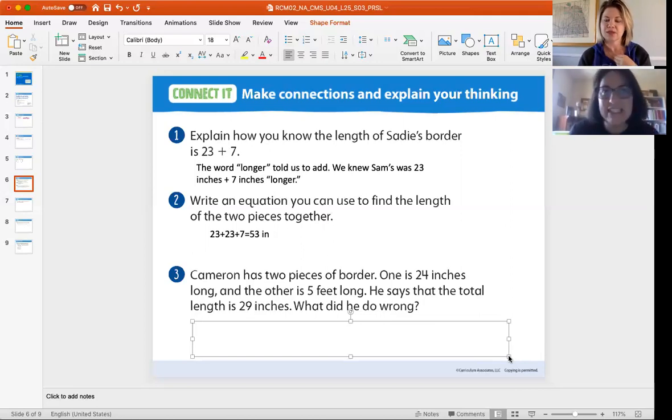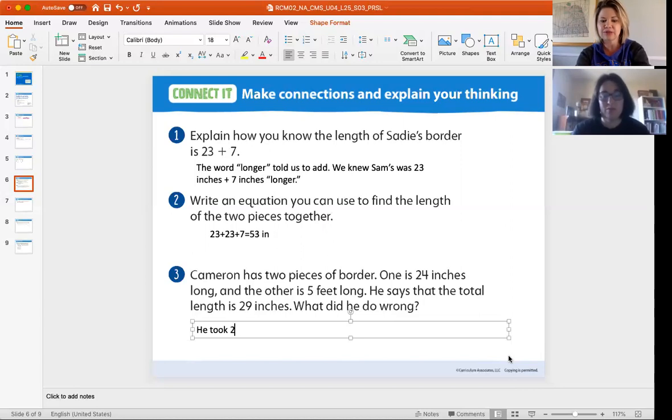Oh, what? He didn't look at the units of measurement. I think he took 24 inches plus 5 inches equals 29 inches. That's what he did wrong. Yep, he didn't look at that word feet. He just added, which is what we're doing right now, right? We're solving problems with adding lengths, but you have to be careful to look at what happens. And you do have to pay attention to the unit of measurement still, okay, friend?